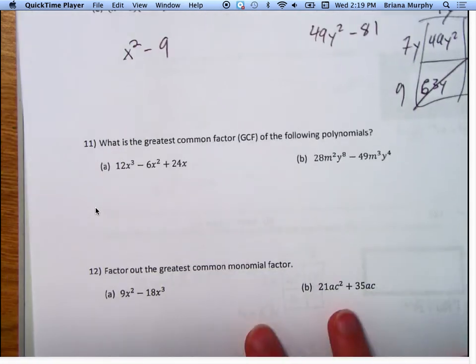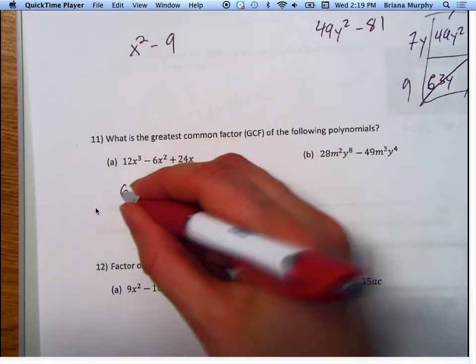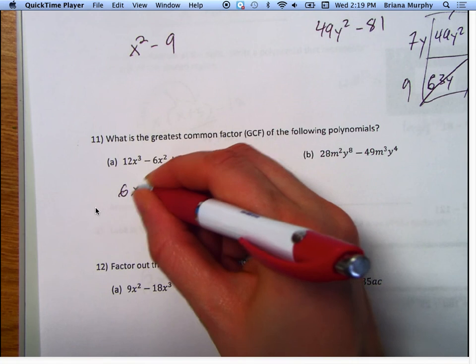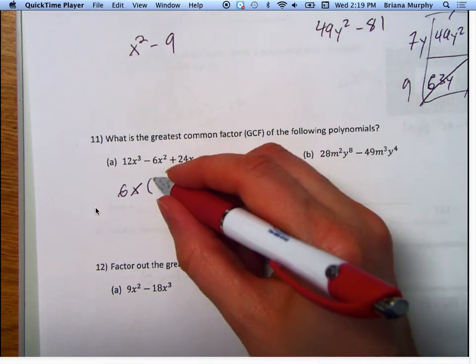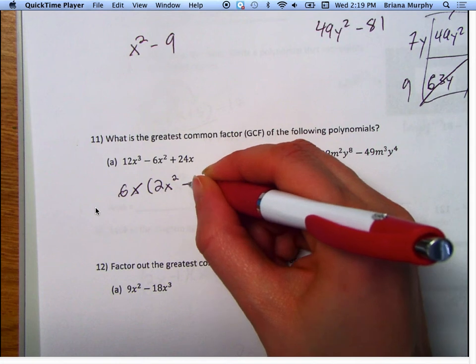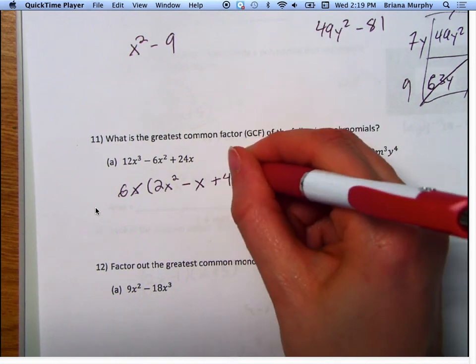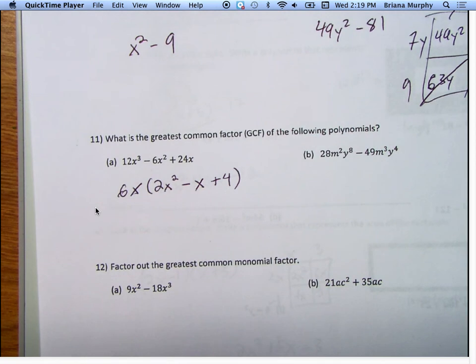Okay, number 11, we're going to take out the greatest common factor. So I'm going to take out a 6x. And I'm left with 2x squared minus x plus 4. So you just take 6 out of everything? 6 and an x out of everything. Divide everything by 6. Get rid of an x for everything.